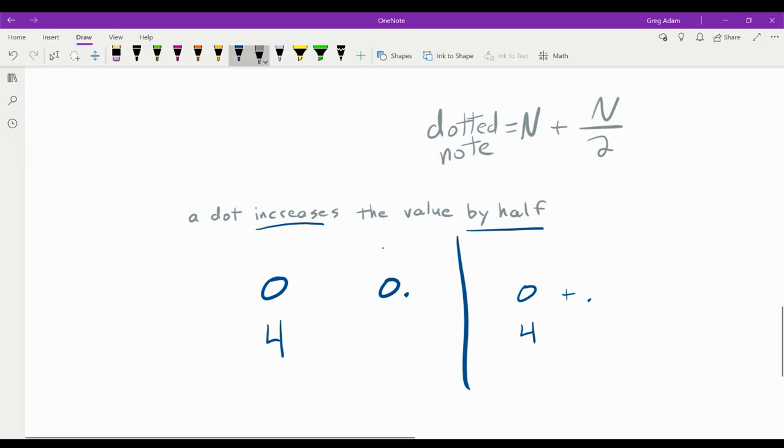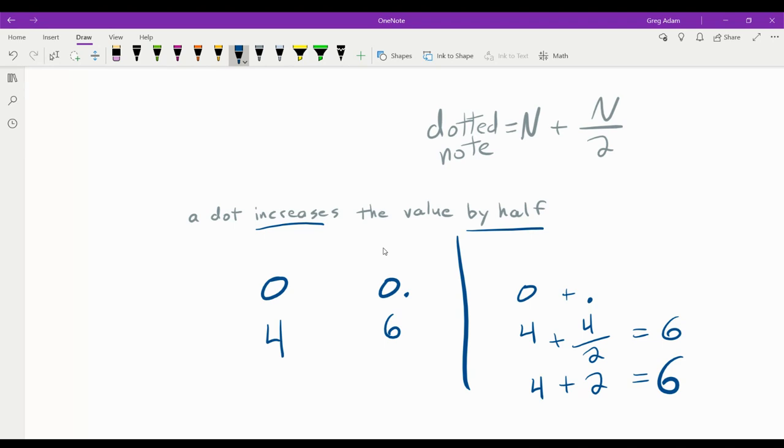So let's go back to this whole note example. So the whole note is 4. The dot is going to be half of 4. So that'd be the same as 4 over 2. And then that will give our answer. So this simplifies. 4 plus 2 equals 6. So that's our answer. A dotted whole note will be 6 beats.